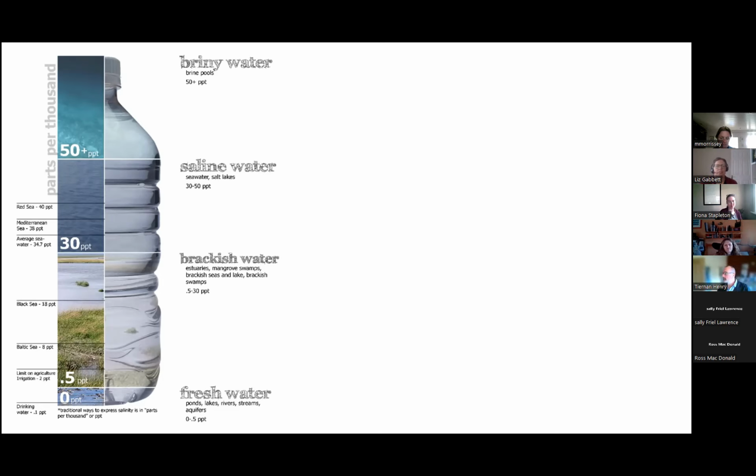And the thing that dissolves most readily in the atmosphere is carbon dioxide, and there's loads of it in the atmosphere. So if you look at this image here, it's a good way of thinking about it. We've got fresh water, brackish water, saline water, and briny water. And there's different ways of how we measure the salt content of different waters, or the salinity of different waters.